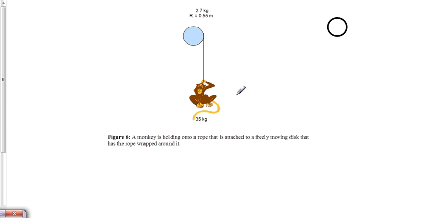A monkey is attached to a rope, and that rope is on a pulley. The pulley is a frictionless pulley, but not a massless pulley this time. So we see that there's 2.7 kilograms of mass on the actual pulley. So this rope will untwine as the monkey goes downwards. That's our job, to find the acceleration of the monkey and the force tension in the rope.